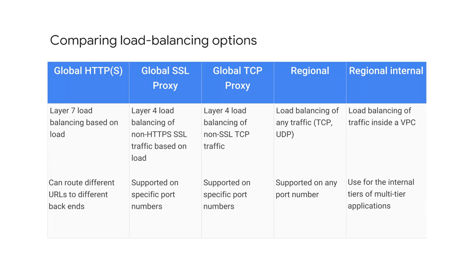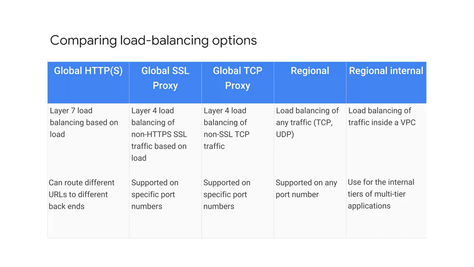GCP offers a variety of ways to load balance inbound traffic. Use global HTTPS load balancing to put your web application behind a single anycast IP to the entire internet. It load balances traffic among all your backend instances in regions around the world. And it's integrated with GCP's content delivery network.